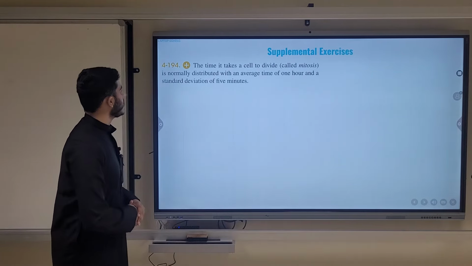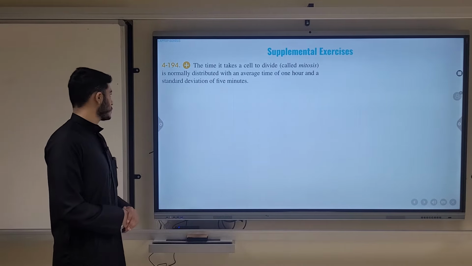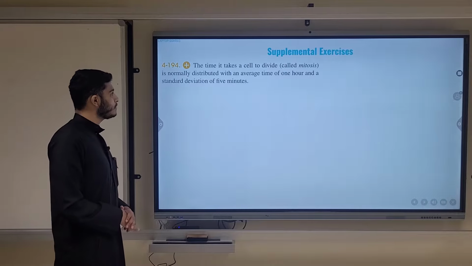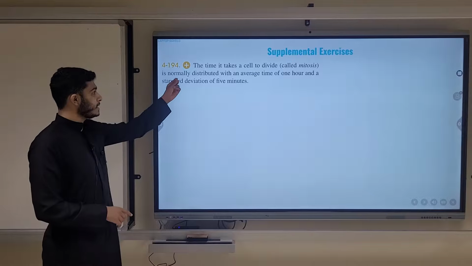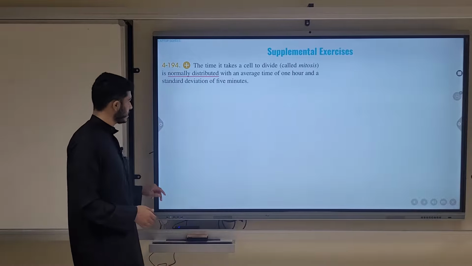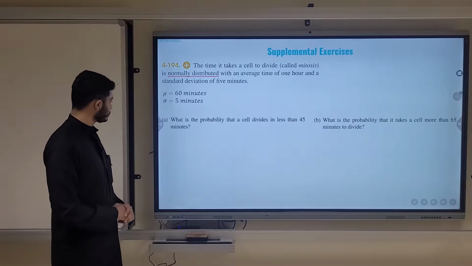Next question. The time it takes a cell to divide, called mitosis, is normally distributed with an average time of 1 hour and a standard deviation of 5 minutes. Okay, normally distributed. So this question follows a normal distribution. Let's see the parts of the question. Of course, put the parameters there because we're going to need them.